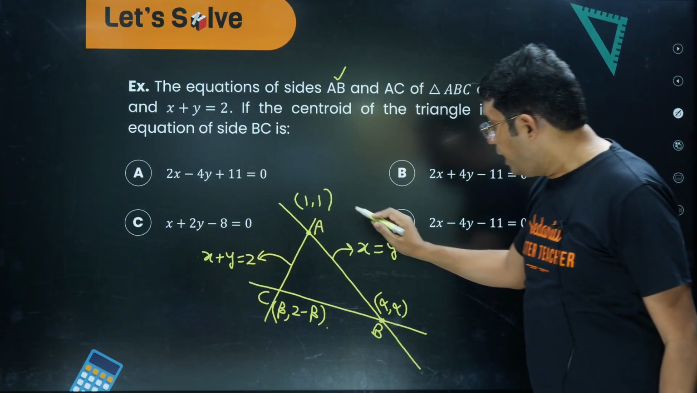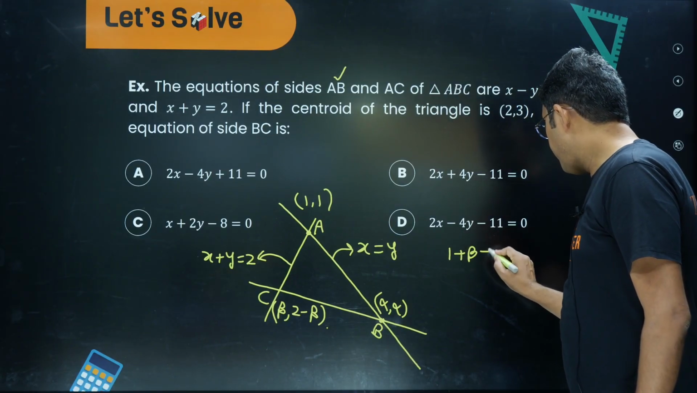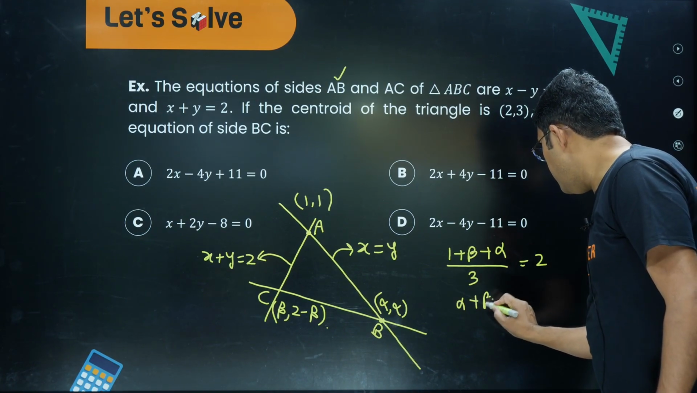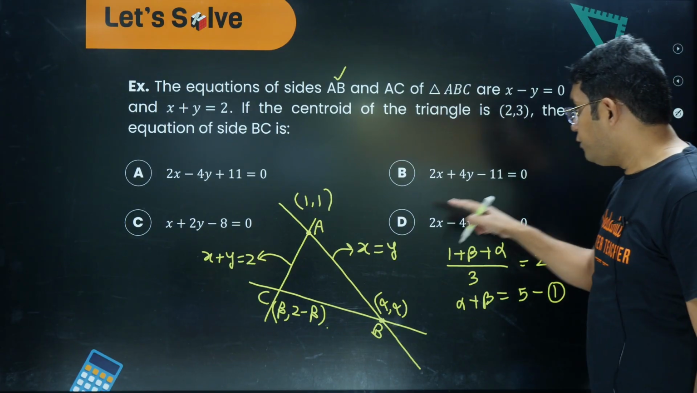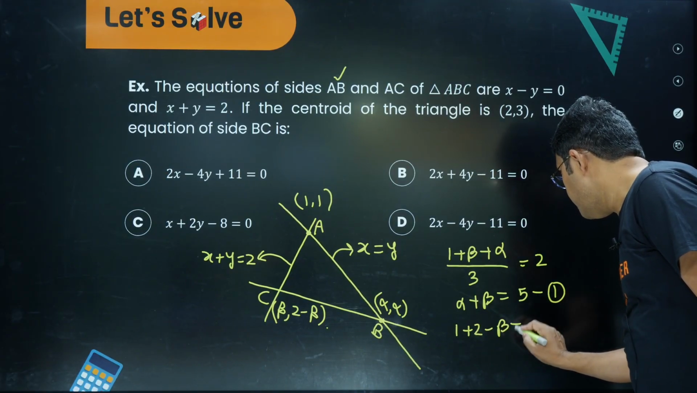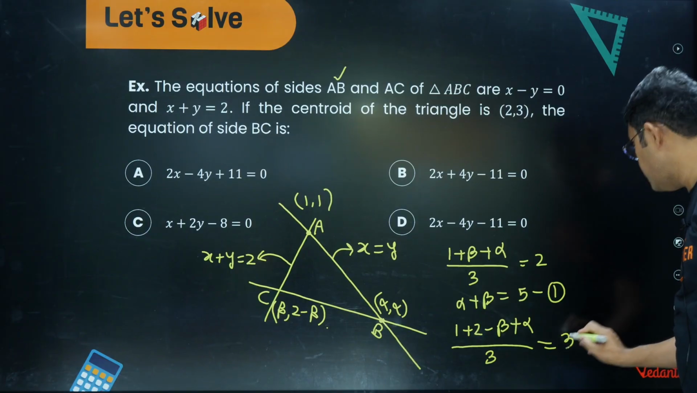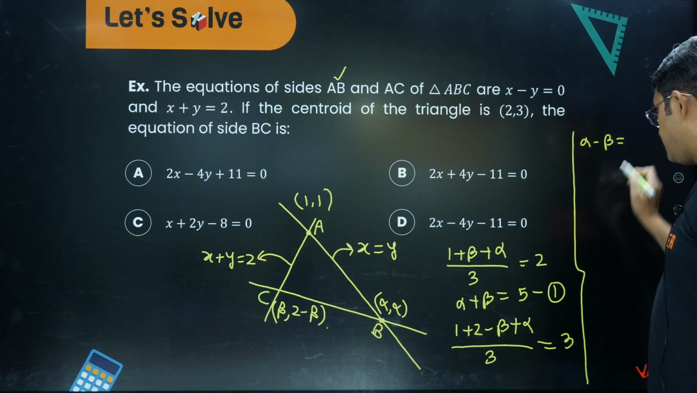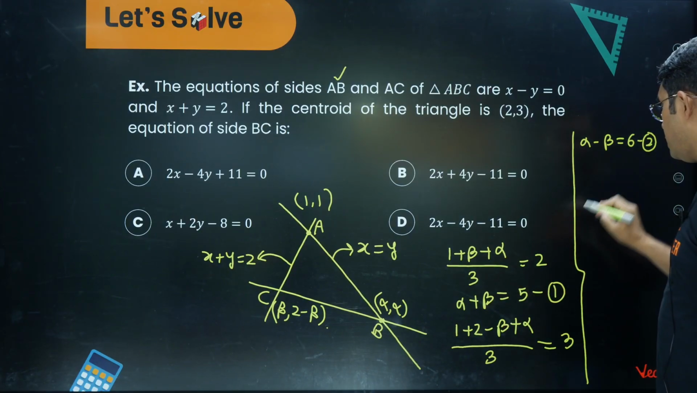Now they are saying the centroid of this triangle is (2, 3). So the centroid is given by (x1 plus x2 plus x3) by 3. So 1 plus beta plus alpha by 3 is equal to 2. That gives you alpha plus beta is equal to 6 minus 1, that is 5. That is one equation. Similarly, for the y coordinate, it will be (1 plus 2 minus beta plus alpha) divided by 3, and that will be equal to the y coordinate of the centroid, that is 3. And we can write after simplification, alpha minus beta is equal to, that 3 will go that side, so 9 minus 3, 6. So these two equations we have got, 1 and 2.